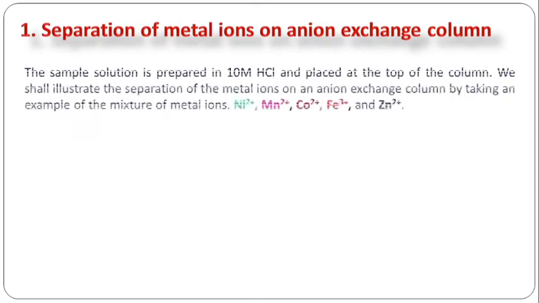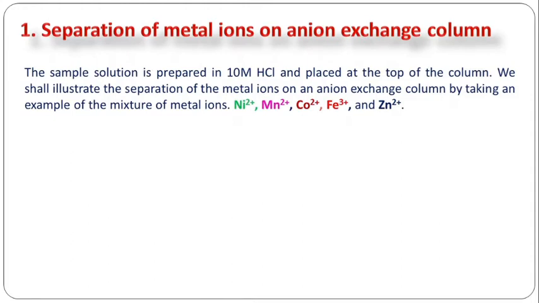Now I will show the process. For example, the sample solution is prepared in 10 molar HCl and placed at the top of the column. So we prepare a column using anion exchange resin, place the sample solution at the top of the column, and then we use the 10 molar HCl solution.